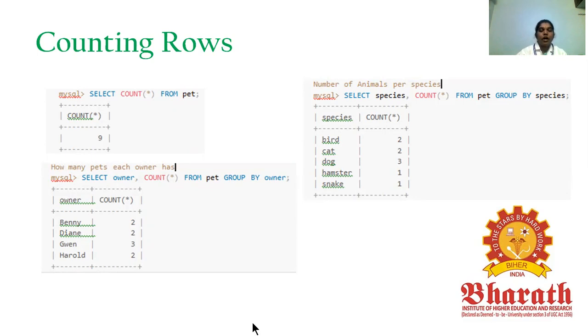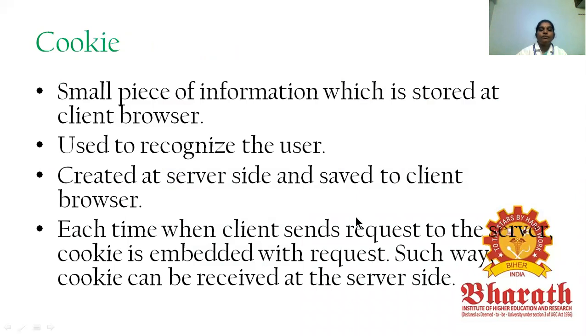How many pets does each owner have? See the query used: select owner, count star from pet group by owner. Here the GROUP BY clause is used. It groups all the owners, then the count function counts how many pets each has, and displays the count. Similarly, here we have the number of animals per species: select species, count star, and it displays the count value.